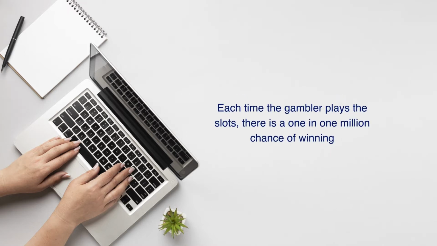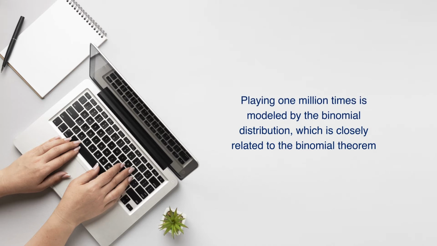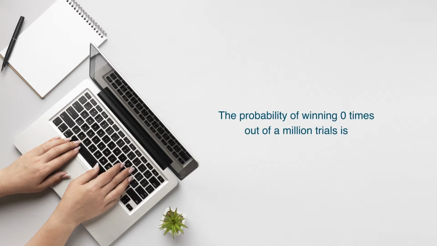There are certain examples of the binomial. Each time the gambler plays the slots, there is a 1 in 1 million chance of winning. Playing 1 million times is modeled by the binomial distribution, which is closely related to the binomial theorem. The probability of winning 0 times out of a million trials is this.